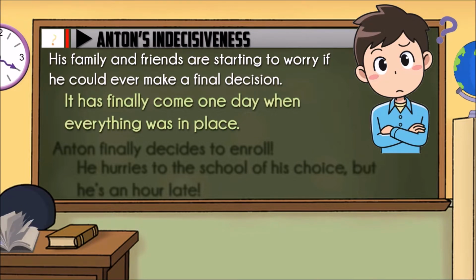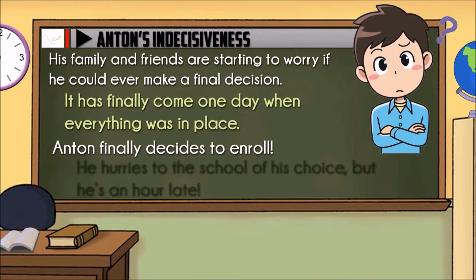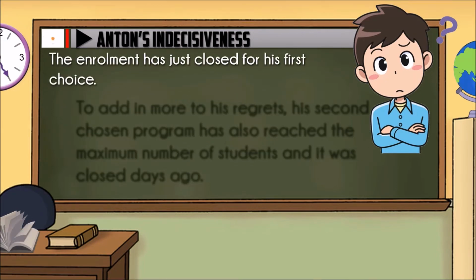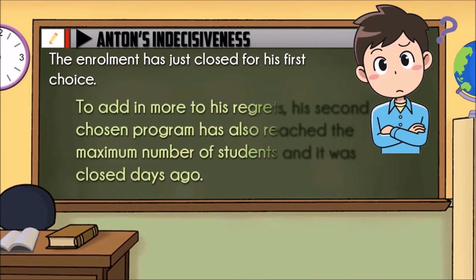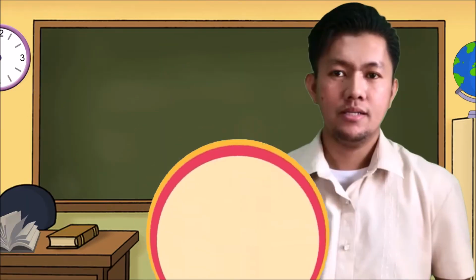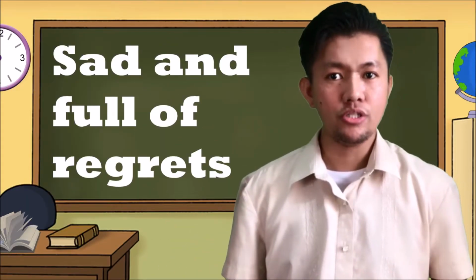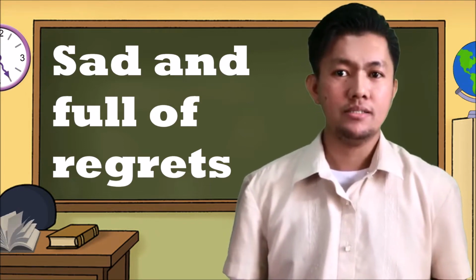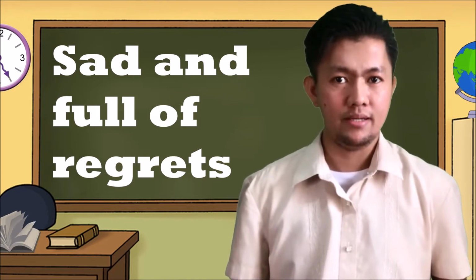It has finally come one day when everything was in place. Anton finally decides to enroll. He hurries to the school of his choice, but he's an hour late. The enrollment has just closed for his first choice. To add more to his regrets, his second chosen program has also reached the maximum number of students and it was closed days ago. Sad and full of regrets, Anton goes home thinking of the lost time, overthinking his options. And that is because he can just not make up his mind.